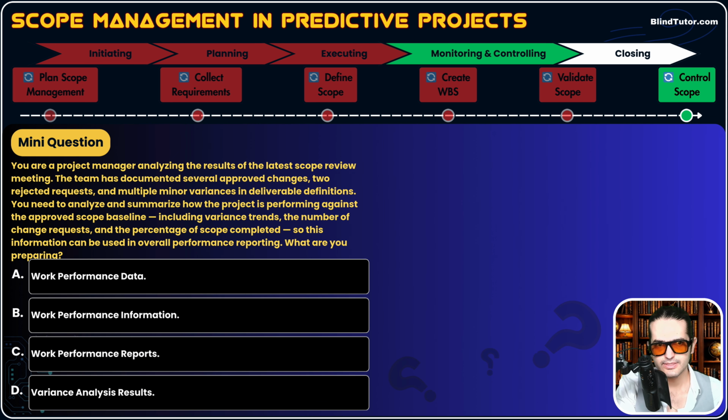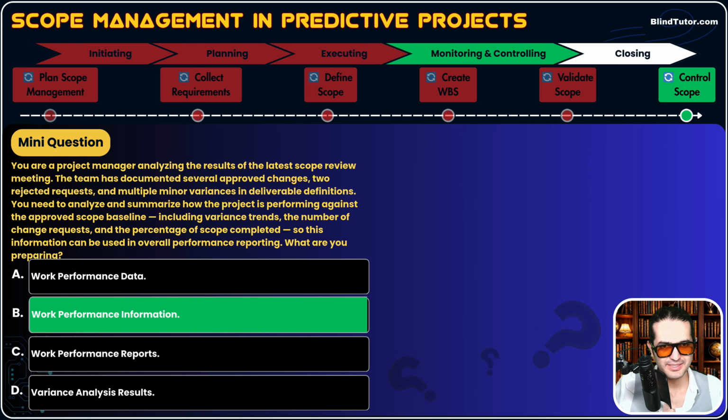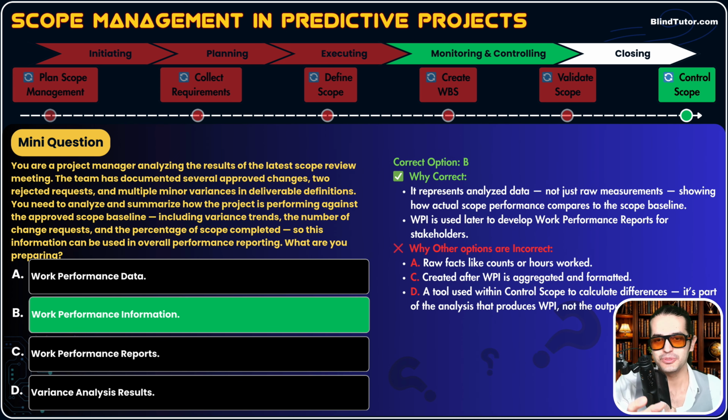So this information can be used in overall performance reporting, okay? So we are preparing work performance information, option B, and then work performance reporting. And then this information will be used for reporting. So guys, this is the right order of these 3 terms.